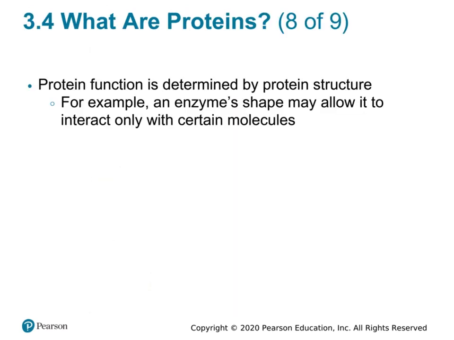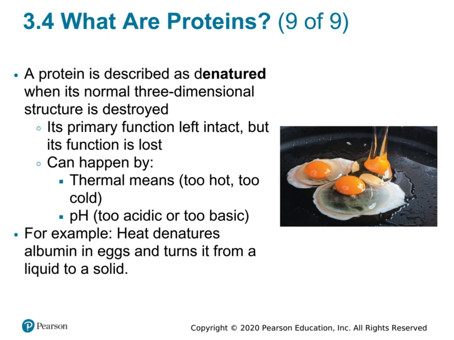And why look at that? Why is it important? Well, that's because protein function is determined by protein structure. A good example is an enzyme's shape. An enzyme is particular for certain molecules to bind to it. So if its shape is destroyed, it no longer can bind to certain molecules and speed up chemical reactions. That process of unwinding or destroying the structure of a protein is called denaturation. That's when the normal 3-dimensional structure of a protein is destroyed.